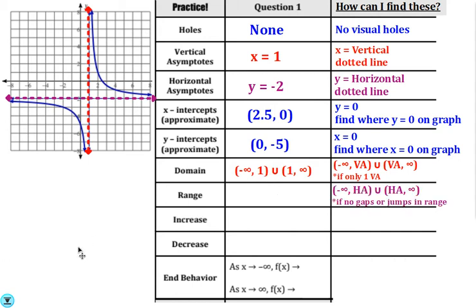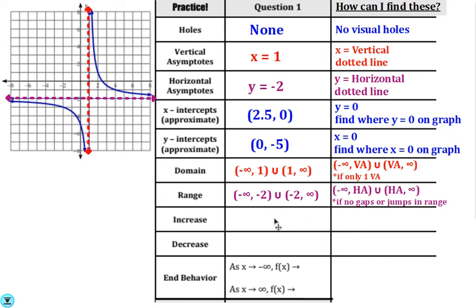Similarly, range, going from bottom to top, we're going to come all the way up until this horizontal asymptote here at -2. We're going to reach it, jump over it, and then keep going. So at -2 is where we have that horizontal asymptote. We're going to jump over that.